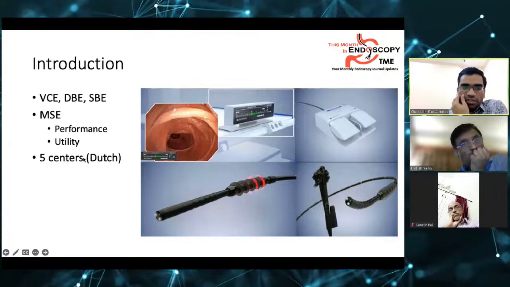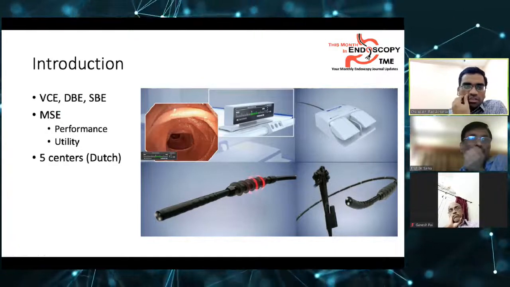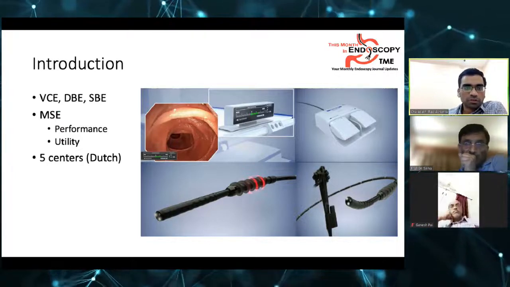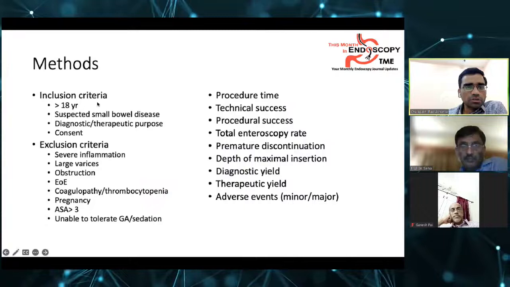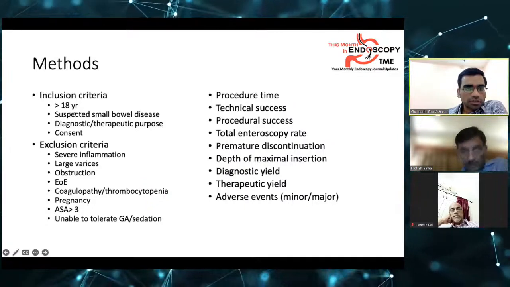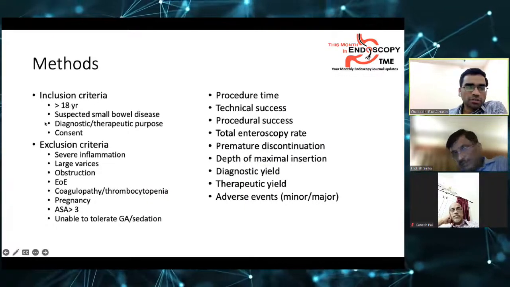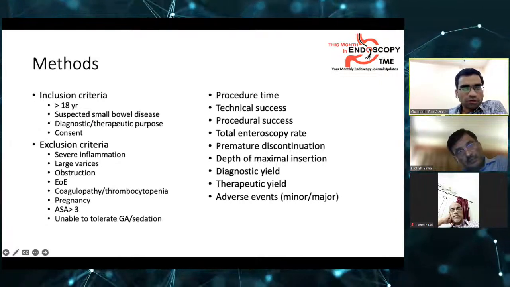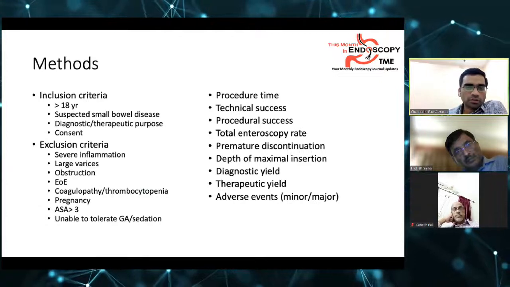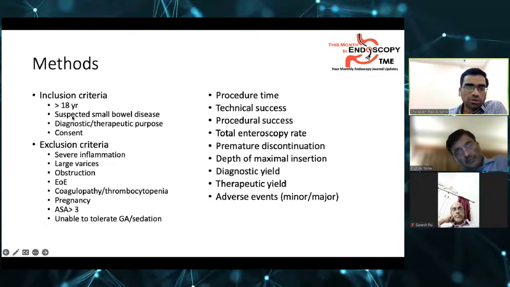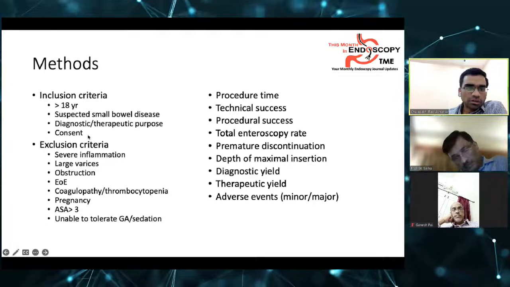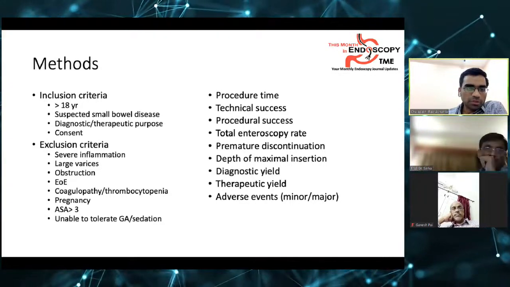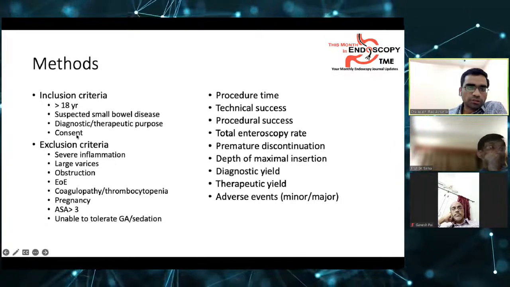Five Dutch centers are involved in this study, which looked at the performance and utility of motorized spiral enteroscopy in various small bowel disorders. Regarding inclusion criteria, any patient older than 18 years was included, as were patients with suspected small bowel disease on video capsule endoscopy, CT or MRI. Any patient already having a diagnosis and needing a therapeutic enteroscopy was included. Patients providing informed consent were included.